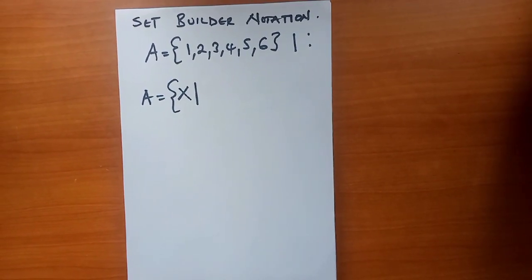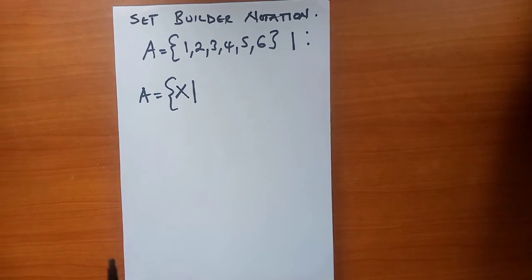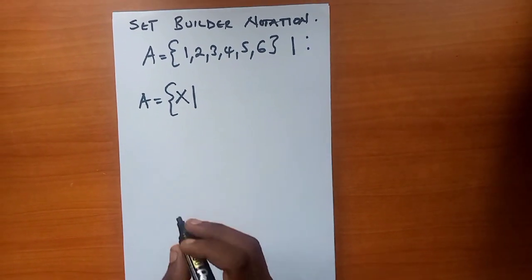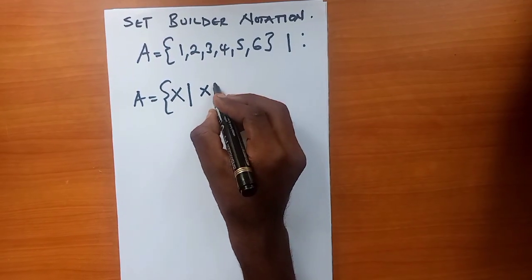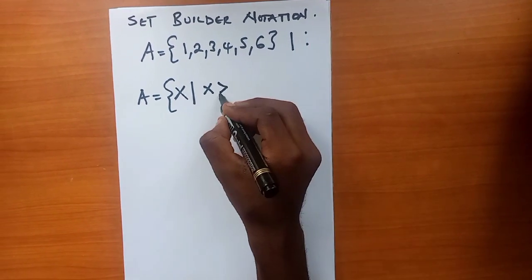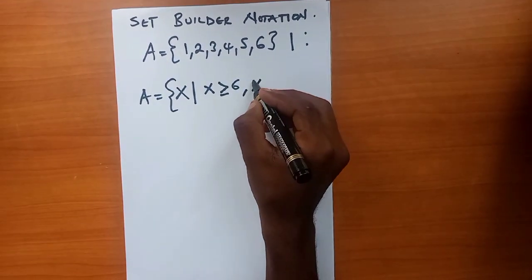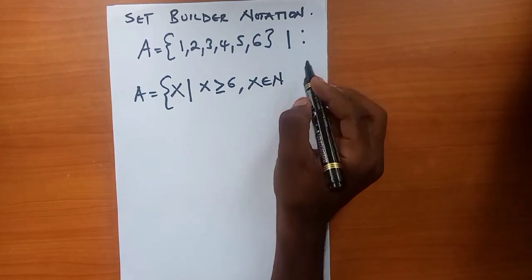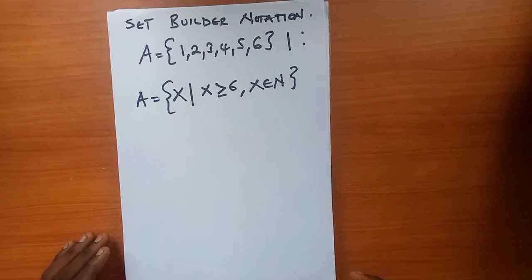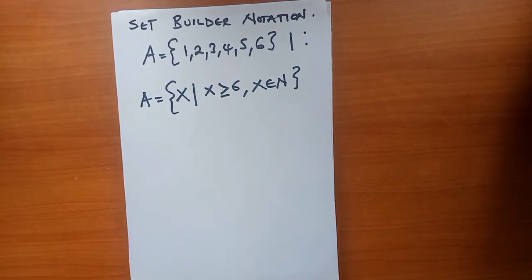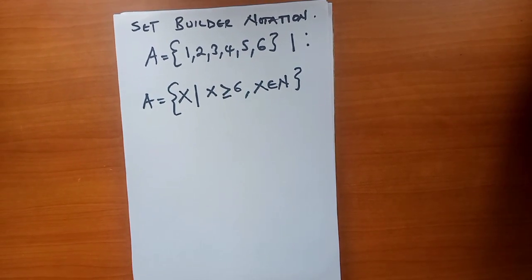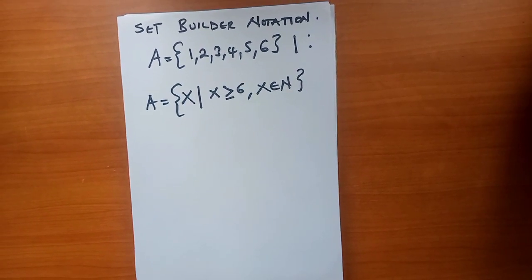But then what is the range of this element X that we have? We want to find where X is starting from and where X is ending. So if you want, you can simply say X is such that X is less than or equal to 6, and X is a member of natural numbers. This is one of the ways in which you can represent this set. So what does this mean? It means that in the set A you've got an element X, and X is such that it is less than or equal to 6, and X is a member of natural numbers.